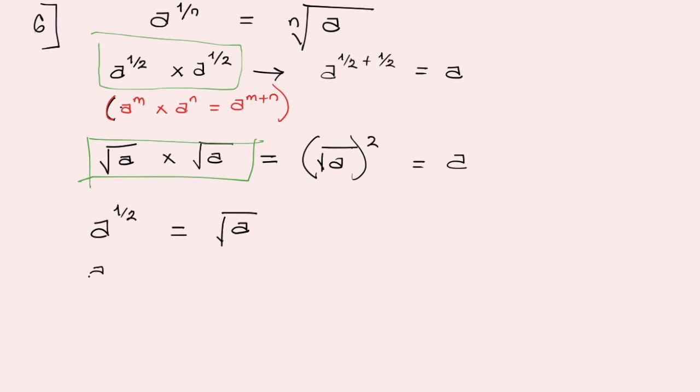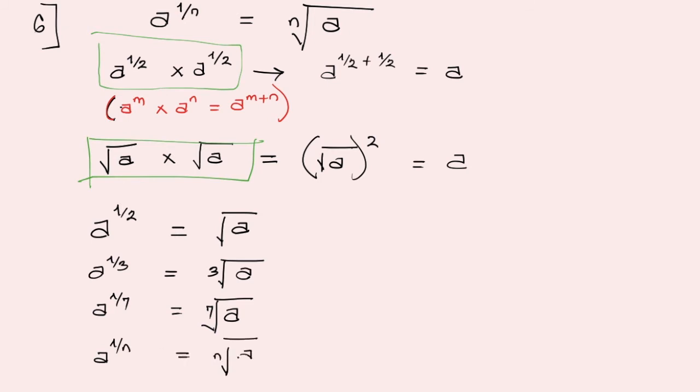So if we raise A to the power of 1 over 3, what we're saying is that this is going to be equal to the cube root of A. Raise A to the power of 1 over 7, what we have is the 7th root of A. And so A raised to power 1 over N is equal to the nth root of A.